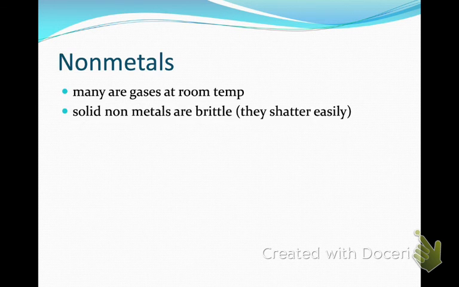If, however, they are solid at room temperature, they tend to shatter very easily. So they are very brittle. If they are ones that are solid at room temp, they tend to be very, very brittle. So these are things like sulfur, carbon, phosphorus, iodine. Those are all examples of ones that are solid at room temp and they end up shattering.